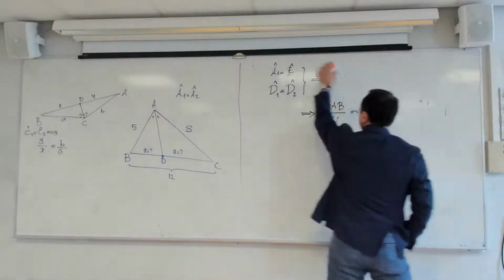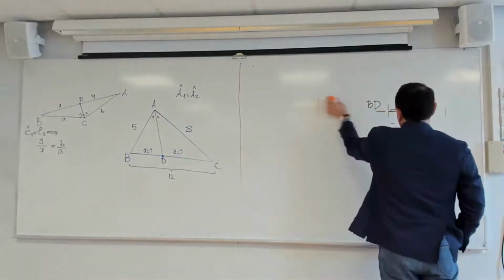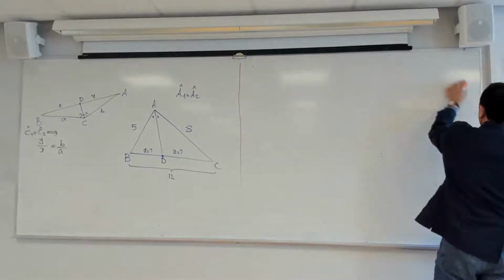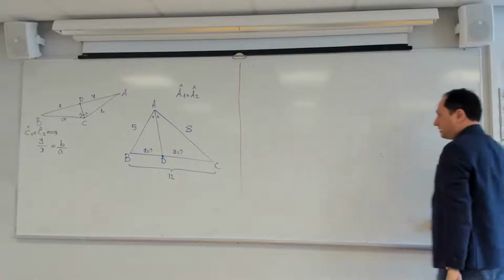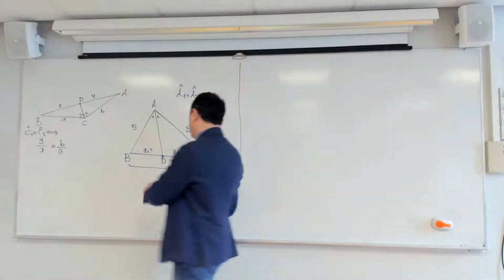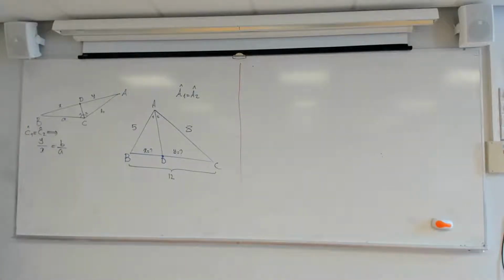Point D is not exactly in the middle of BC. We don't know, it might be or not. But in this triangle, it is not. If that's an isosceles triangle, then it becomes exactly in the middle. Otherwise, it is not.